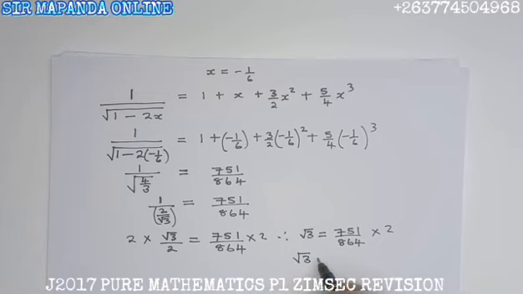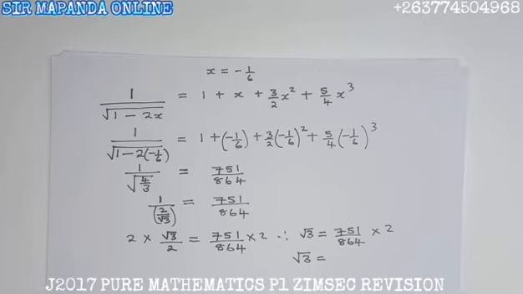So if we punch this in our calculator, we need our answer corrected to 5 decimal places. So 751 divided by 864, then you multiply by 2. What do you get? 1.73843. So this is your final answer to the requirement, 5 decimal places.